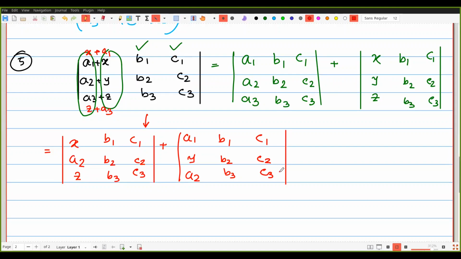Sir, it will be A3 there. It will be A3, right? So that is A3. Okay. So in that way also we can decompose.